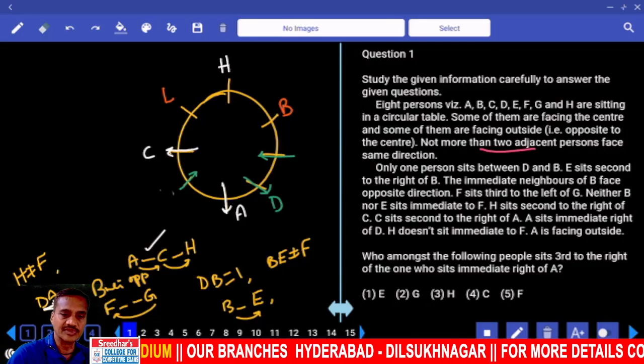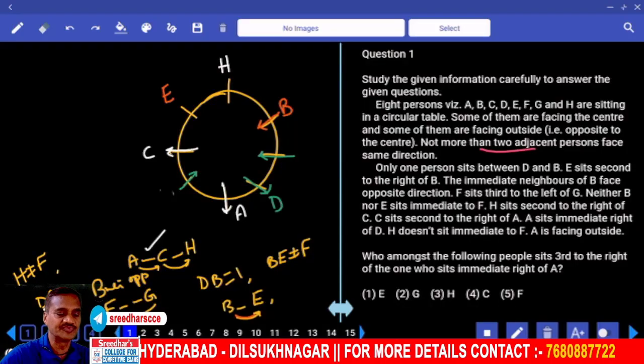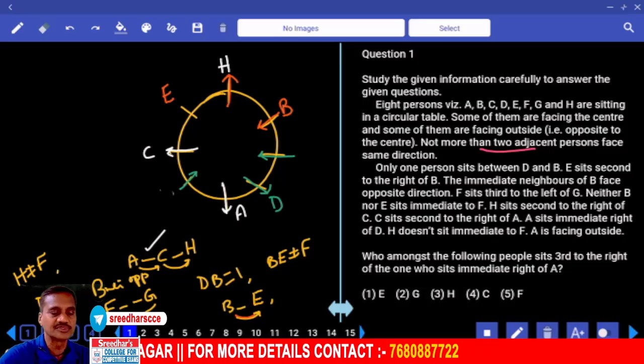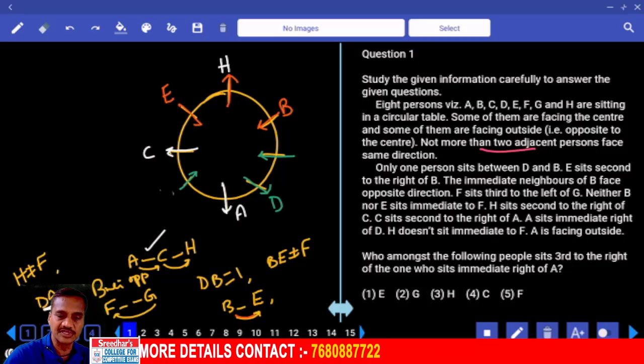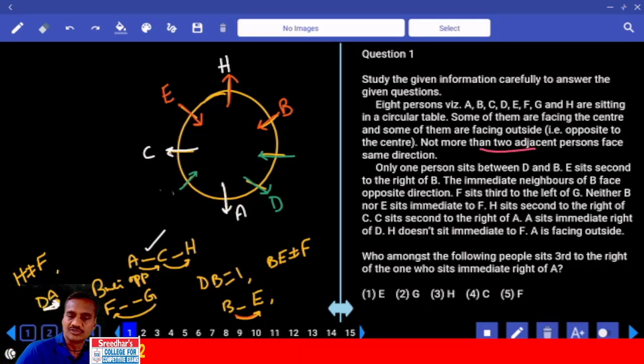If B is here, then E will be here. Then E is seated second to the right of B, so this person must be facing the center. If this person is facing the center, H must be away from the center. H is away from the center, so E must be facing towards the center, because no more than two adjacent persons are seated facing the same direction.